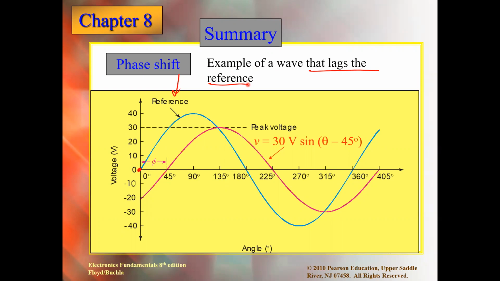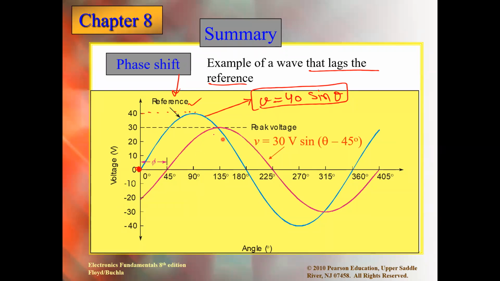Now we can write the equation for it. V is equal to, what is the peak? You can see the peak is 40, and we write sine, and what is the angle? Theta. What about the phase? Because it's starting from the 0 point, the phase is 0. So this is our reference equation.